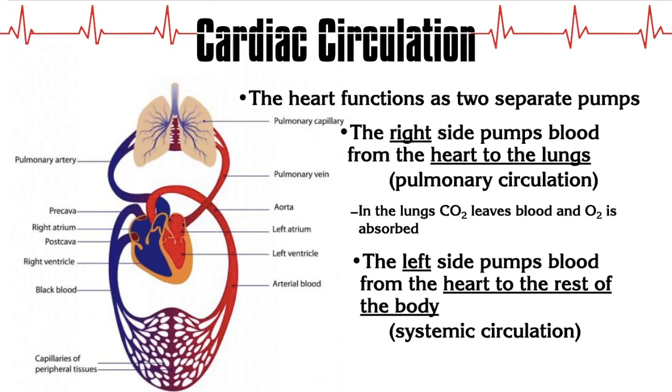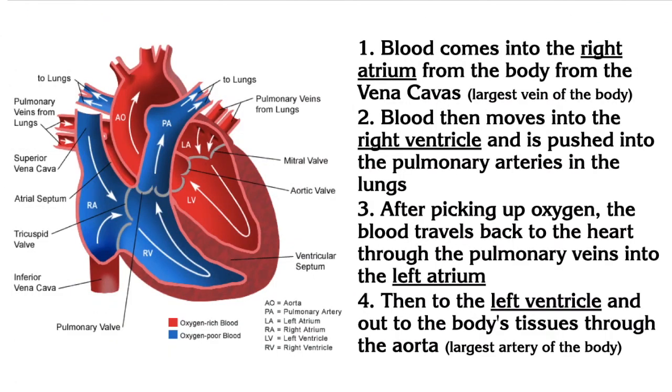But don't confuse the oxygenated and deoxygenated blood vessels with what we're talking about here with the pulmonary circulation and systemic circulation. Now, pulmonary, remember, means lungs, while systemic means body. Here we have the breakdown.